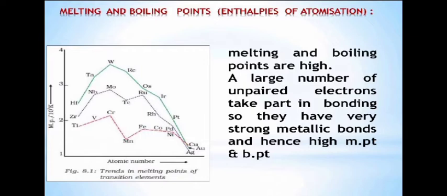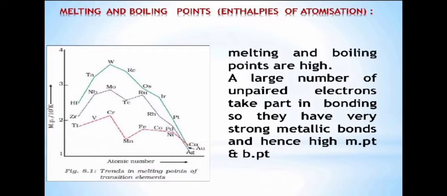Starting from scandium to titanium in first transition series, as the atomic number increases from scandium to titanium to vanadium to chromium, the melting point goes on increasing. From chromium to manganese, the melting point decreases. From manganese to iron, again it increases. From iron to nickel, it decreases. And finally, from nickel to zinc, it decreases too much.